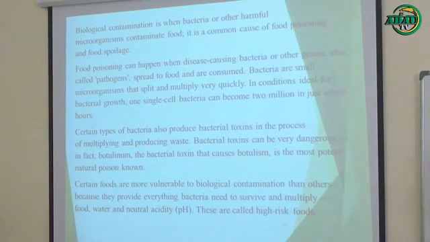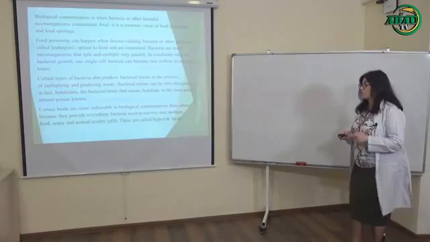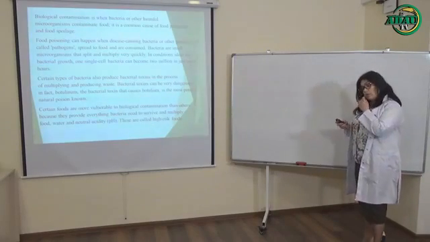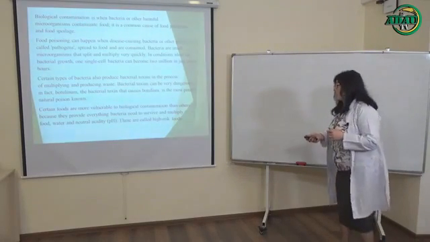Certain types of bacteria also produce bacterial toxins in the process of multiplying and producing waste. Bacterial toxins can be very dangerous. For example, in fact, botulinum, the bacterial toxin that causes botulism, is the most potent natural poison known in nature.